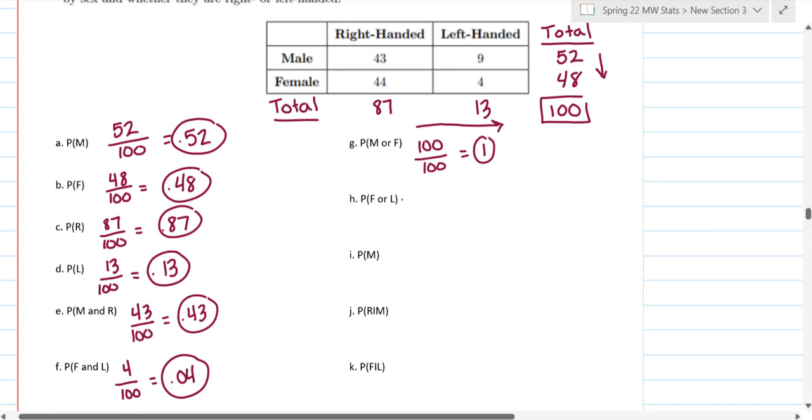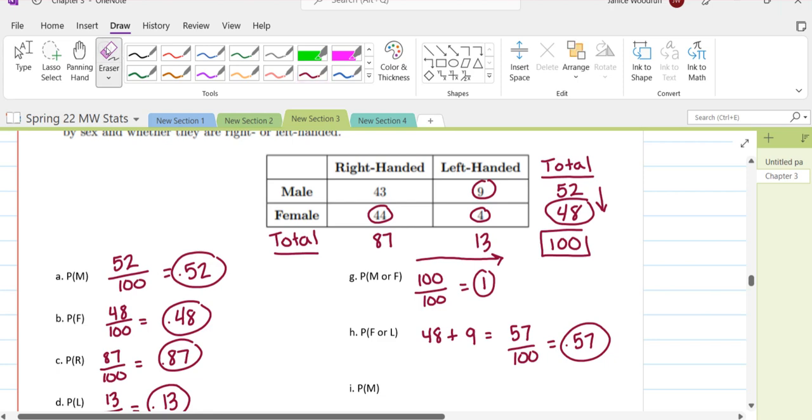Okay, probability female or left-handed. So here you can be female, which would take the total number of females, 48, plus any left-handeds. So I already accounted for these, so I'm looking at this one and this one for female or left-handed. So it can be any of those three. So if I added those together, 48 plus 9, or we could do 44 plus 4 plus 9, that would give me 57. So that's 0.57.